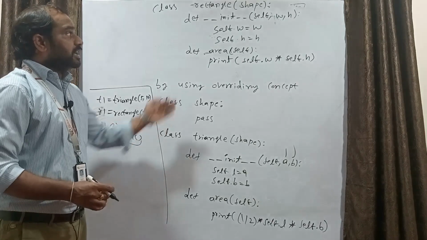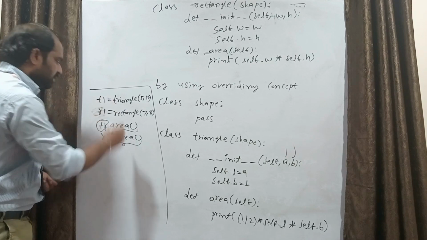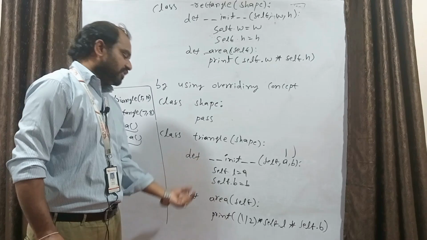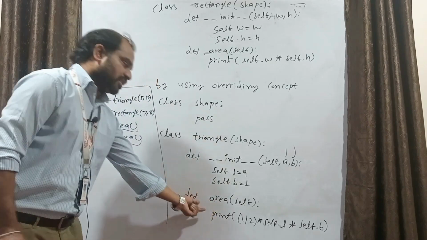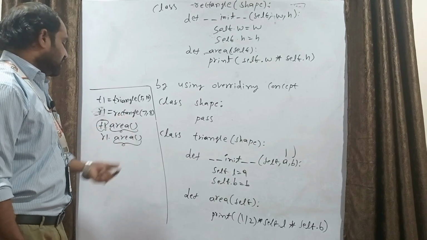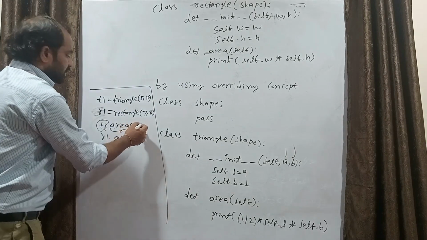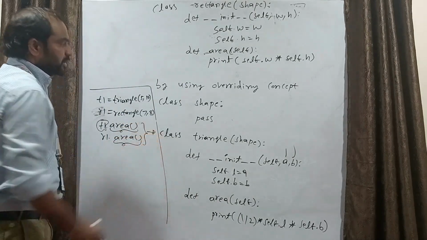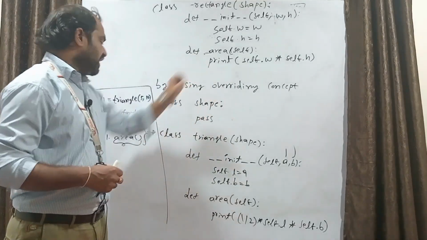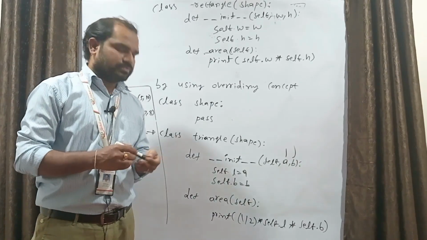There are two classes, so depending upon the type of object, this T1 object was created in the Triangle class, so that area method will get executed. R1 is an object created in the Rectangle class, so now this area function will get executed. This is how we can achieve polymorphism in Python, meaning the same function behaving differently depending upon the objects, which is polymorphism.